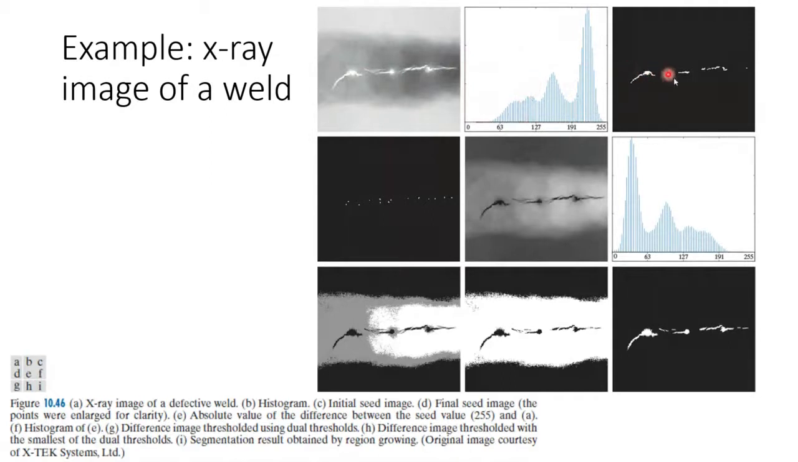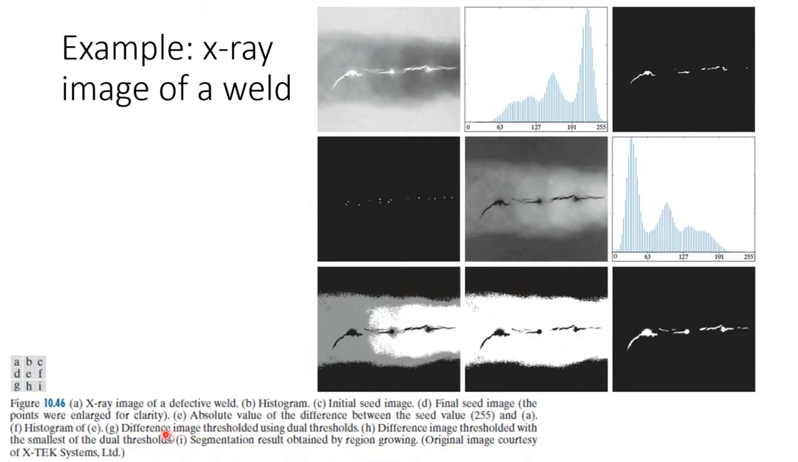So the initial seed image is this one. And then the next stage is to transform the seed image into single pixels. That is image D, right? The final seed image points were enlarged for clarity. These are just points where I'm going to grow the regions from. Image E is just the absolute value of the difference between the seed value 255 and the original image. That's the histogram of E.